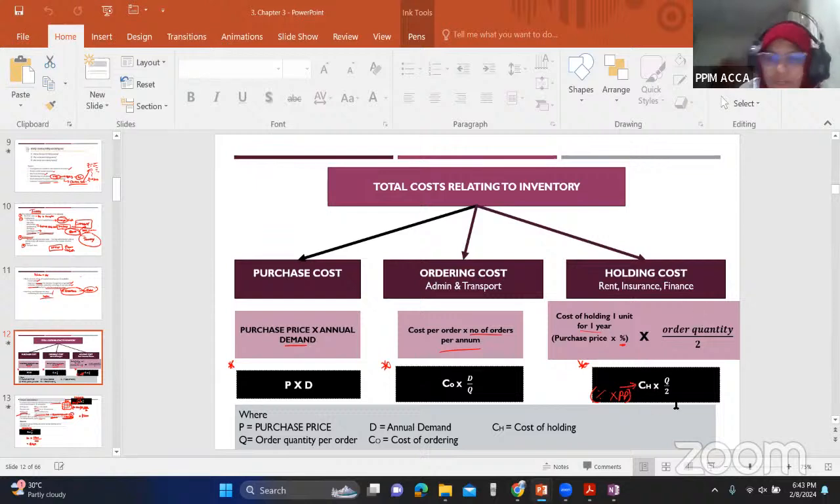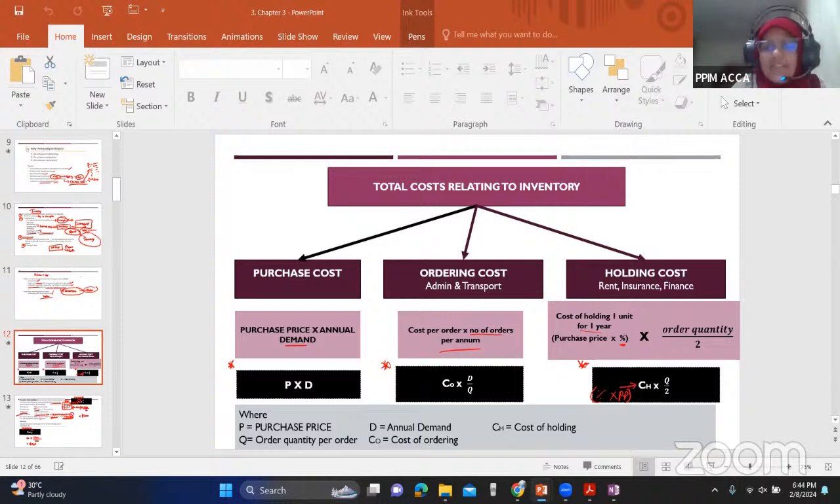So how do we calculate holding cost? It's the cost of holding into the quantity ordered divided by 2. Cost of holding, usually they will give it to you directly. If not, it will be a percentage of the purchase price of that product. So these three equations are very important. Why students find this difficult is that usually they explain all of this in about 4 to 5 pages, so by the time you come to holding cost, you have forgotten about the purchase cost. So what is important is for you to calculate each of them and add the three together if you want to calculate the cost of inventory.